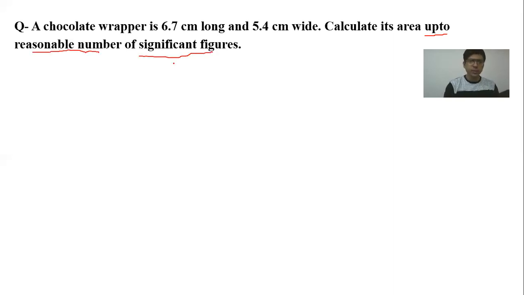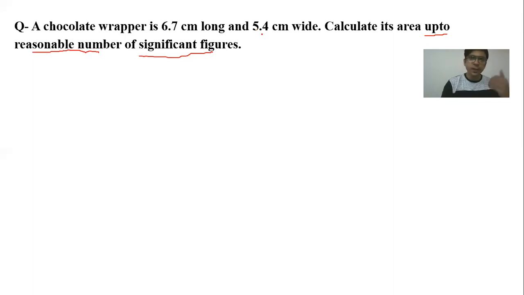So what does this mean? This is very simple. Whatever answer comes, we have to round it off to two significant digits. Why two significant digits? Because 6.7 centimeter and 5.4 centimeter both consist of two significant digits. It means that the data consists of two significant figures, so the answer should also be in two significant figures.